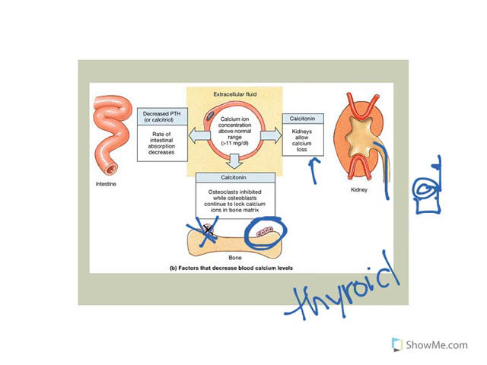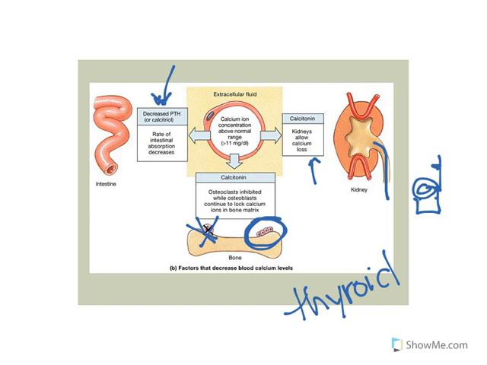The high levels of calcium will also decrease parathyroid hormone, which would decrease calcitriol formation. So you're not going to be absorbing as much from the GI tract. Where this becomes important in an adult is if you come in with extremely high levels of calcium.